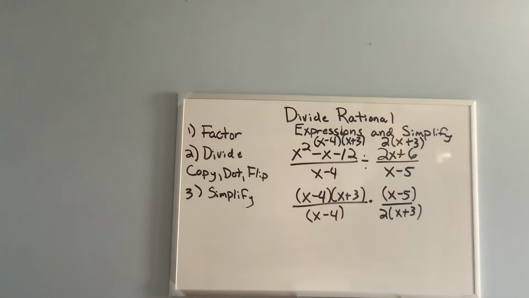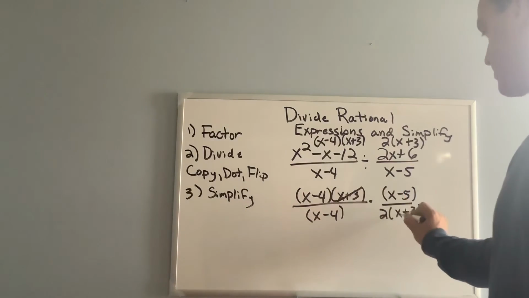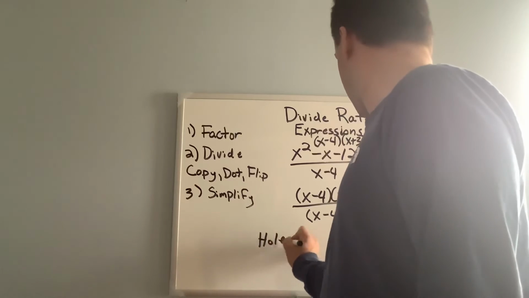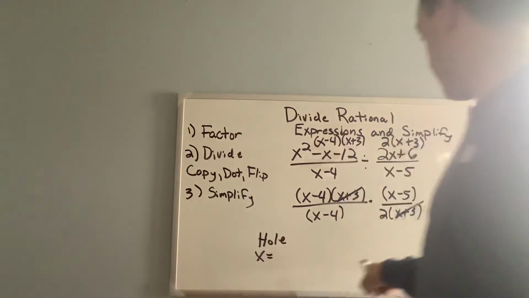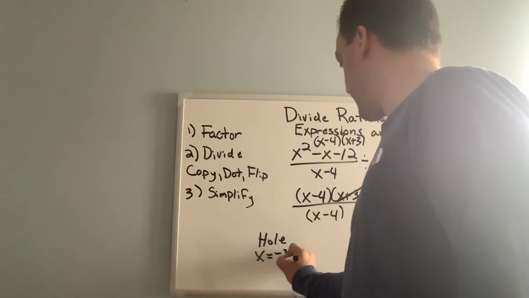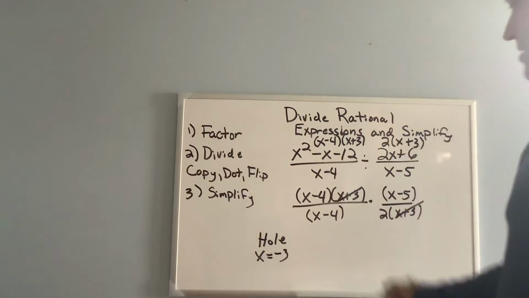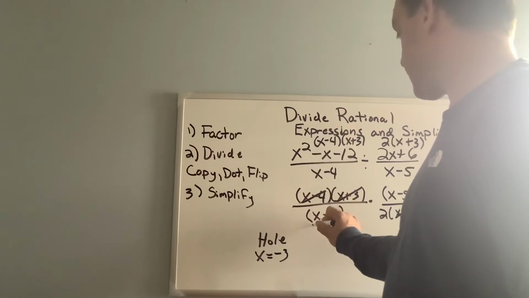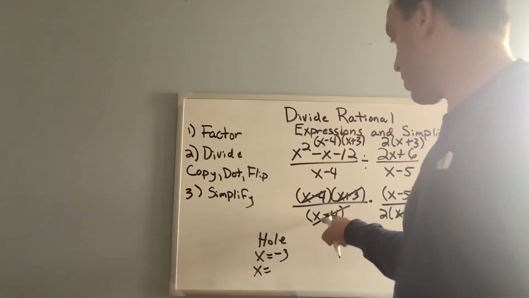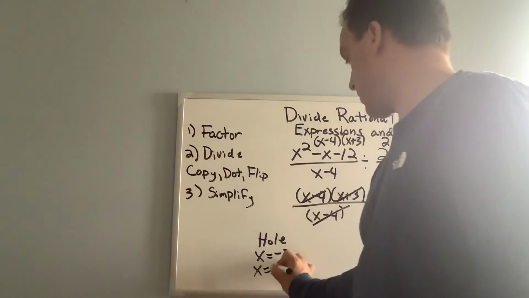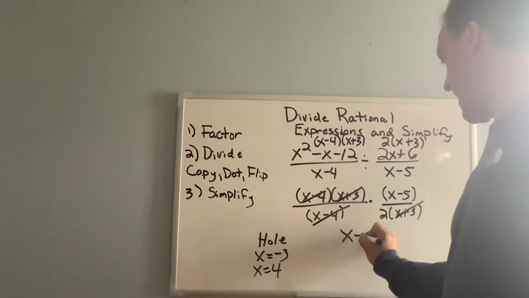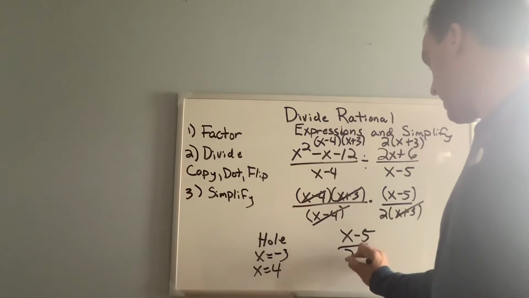And then what we do here is just cancel them off. x plus 3 cancels out. So there is a hole at x equals, well, negative 3 plus 3 would be 0, so negative 3. And then also I can cancel out the x minus 4 and the x minus 4. So that would make another hole at x equals 4, because 4 minus 4 is 0. And then that would leave me with the expression x minus 5 over 2.